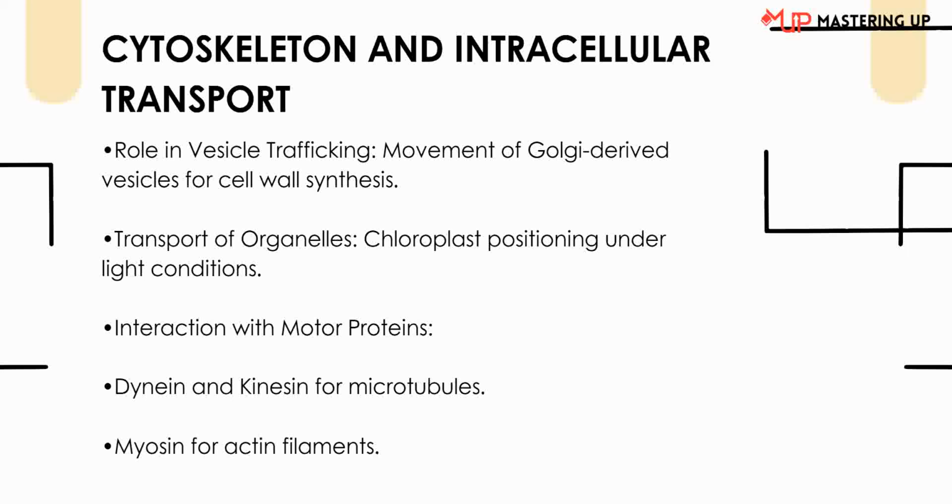The fifth point is myosin for actin filaments. Myosin is a motor protein associated with actin filaments, typically moving towards the plus end of actin filaments, towards the cell membrane. Myosin is involved in processes such as cell division, vesicle transport, and muscle contraction in muscle cells. In plant cells, myosin can be involved in vesicle trafficking and organelle movement along actin filaments.